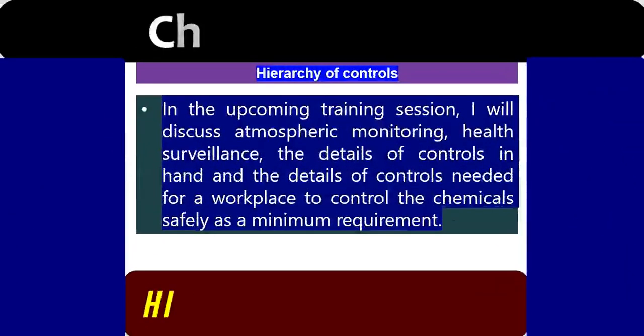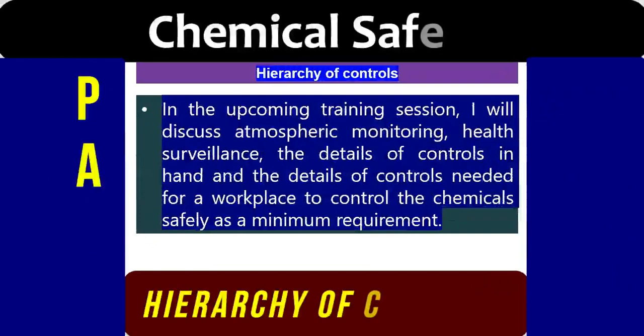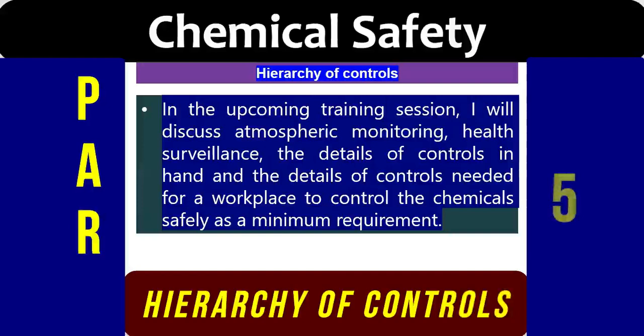Dear friends and fellows, this is Chemical Safety Part 5. In the upcoming training session, I'll discuss atmospheric monitoring, health surveillance requirements, the details of controls in hand, and the details of controls needed for a workplace to control the chemicals safely as a minimum requirement. And that's all for now.